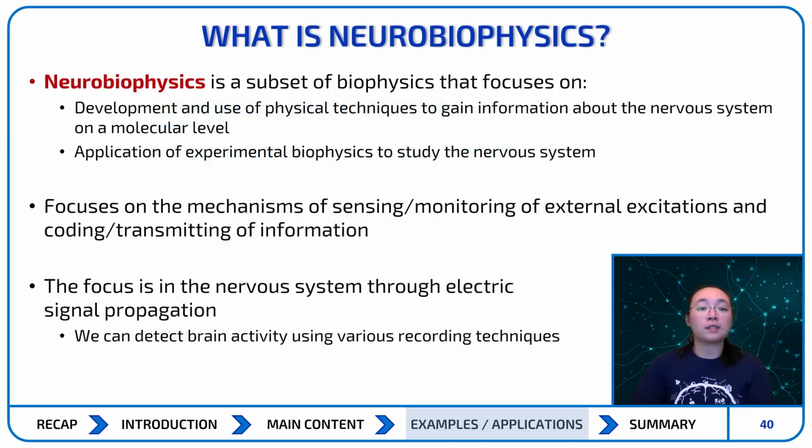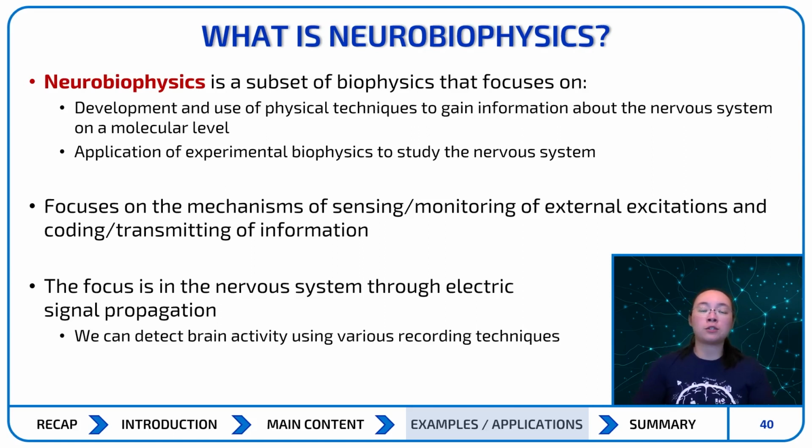Okay, so first, we want to talk about what neurobiophysics is. Neurobiophysics is the subset of biophysics that focuses on, specifically through a definition from the Biophysical Society, the development and use of physical techniques to gain information about the nervous system on a molecular level. From Wikipedia, a common description is the application of experimental biophysics to study the nervous system.